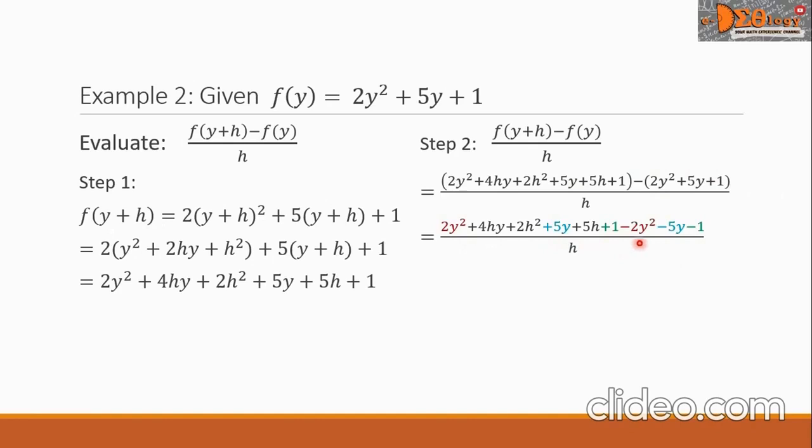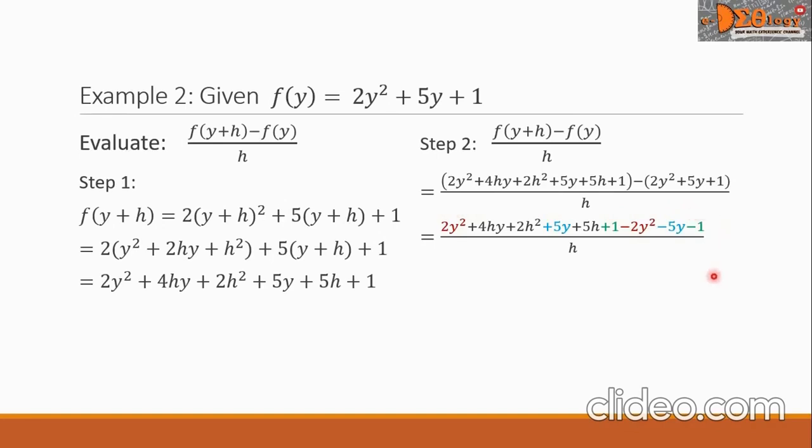Then this negative 2y squared minus 5y minus 1. And then let us see some terms that we can combine. I see here 2y squared, and there is negative 2y squared here. Also this positive 5y, and there is negative 5y here that can cancel each other. There is positive 1 while there is a negative 1 on the last part here.